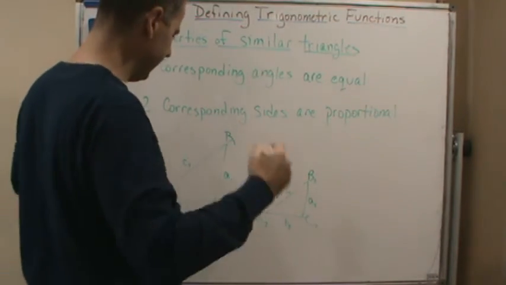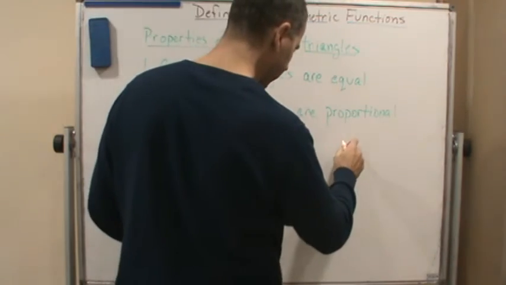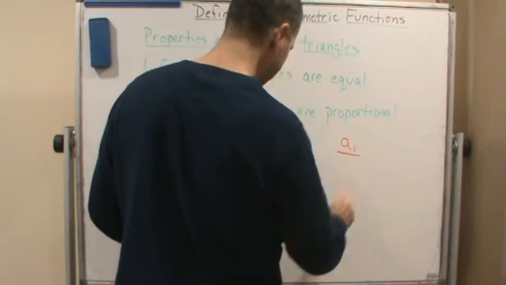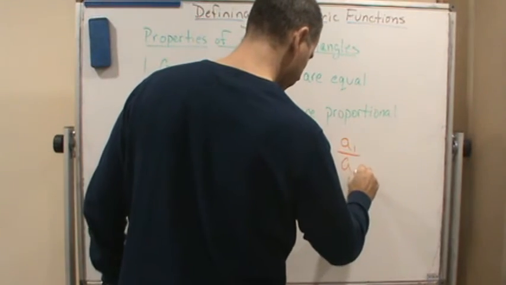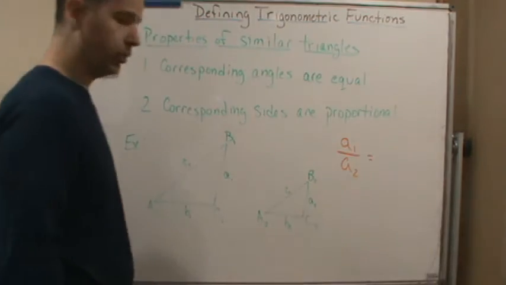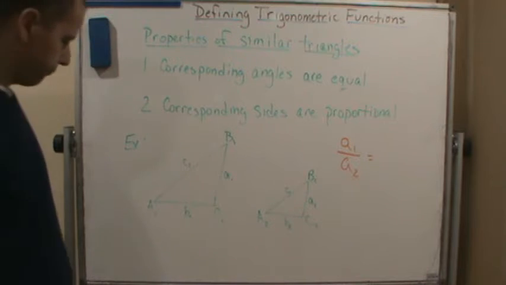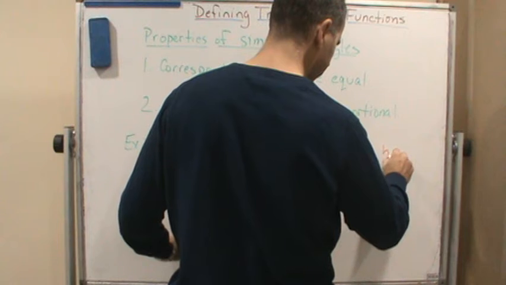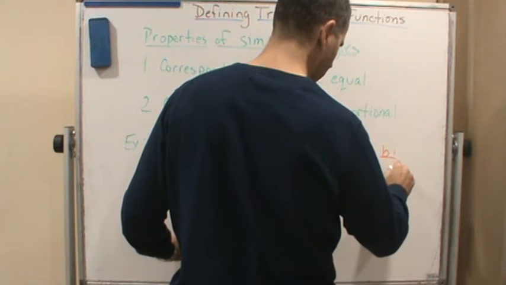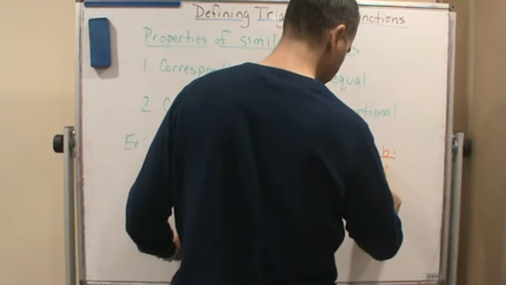Well, what we mean is that we would say that a1 divided by a2 is equal to what? Any of the other sides. So let's say b1 over b2.